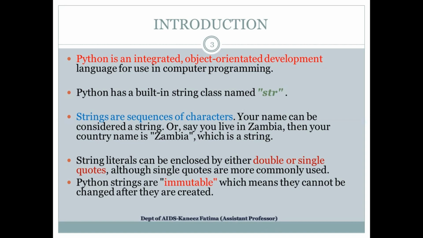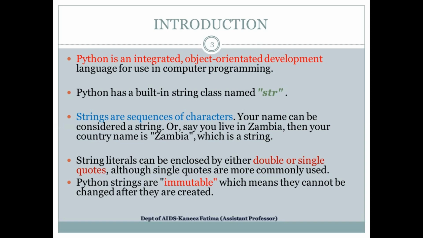Strings are identified with single quotes, double quotes, or triple quotes. Internally, Python stores strings as enclosed in single quotes. Python strings are also immutable. Immutable means they cannot be changed once they are created. Once you assign the value, in further actions the value won't be changed. So in this sense, we say Python strings are immutable.